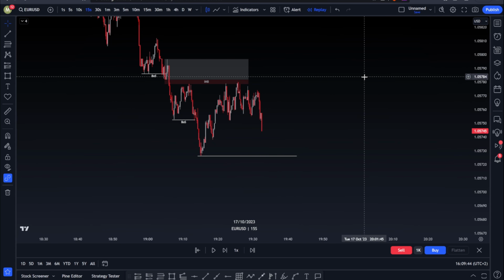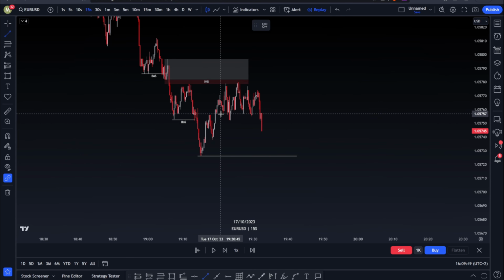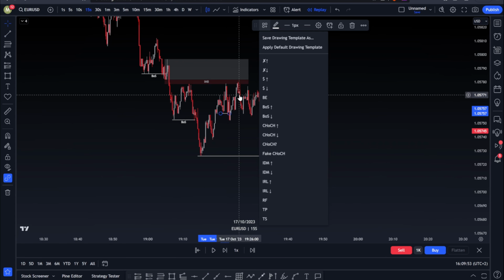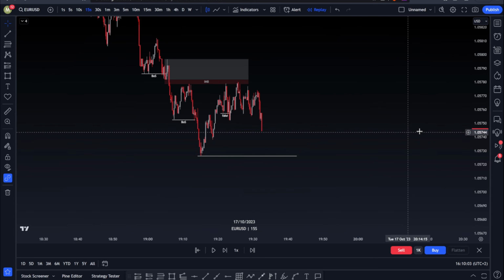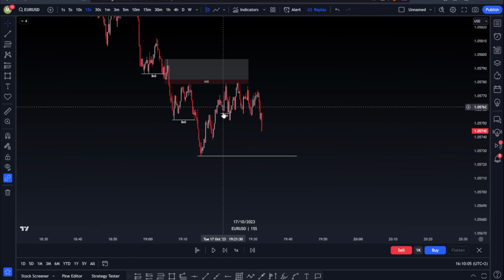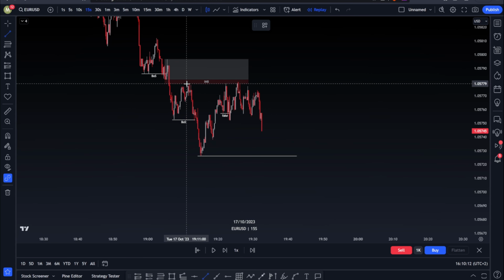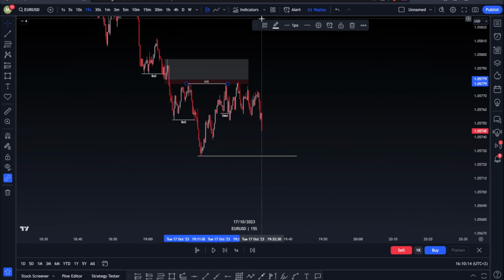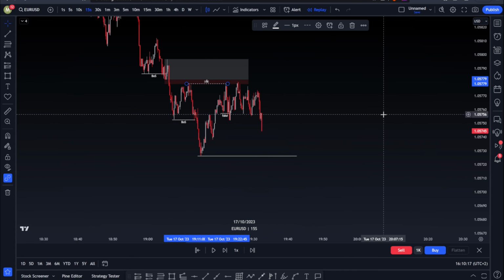And this was very clean. You can mark this out as your fake change of character because it did not fill this imbalance. And so this is our fake change of character. So what can we expect after seeing a fake change of character? A sweep of these highs. And also these highs were pretty much double tops, which is also liquidity.